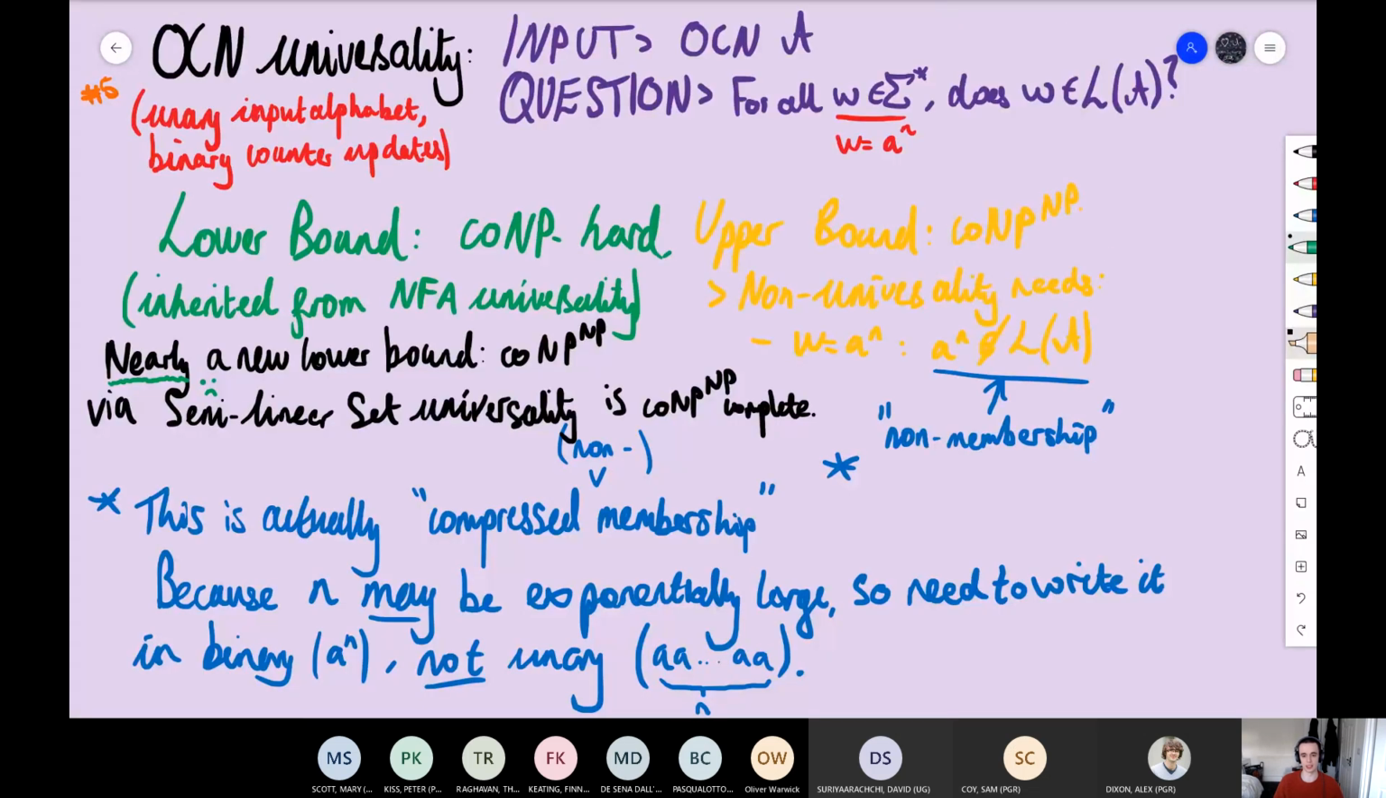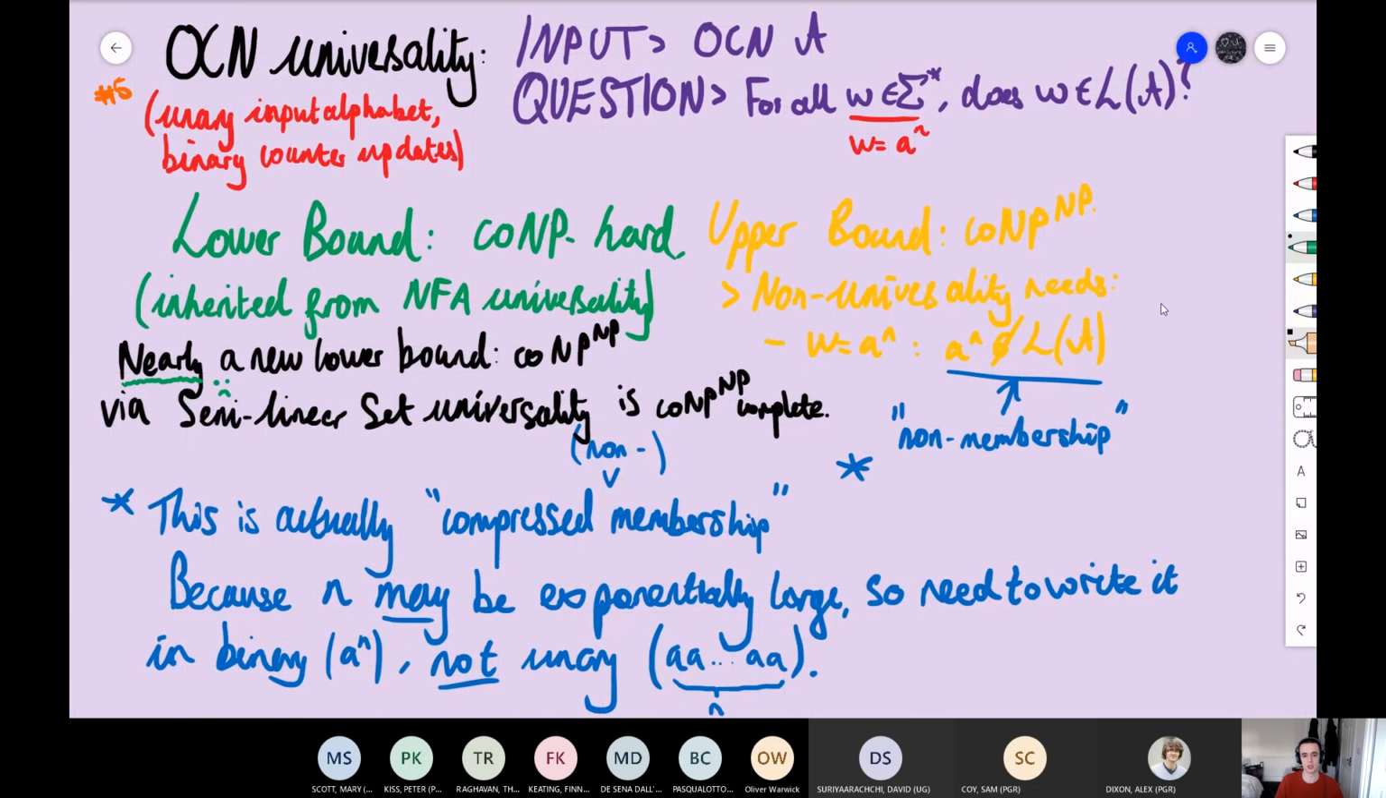Again, this is now really into the problems that I'm interested in, thanks to Dimitri for pointing this one out to me. So I will say OCN universality, and what this means is it's the one counter net universality. I'll define universality in a moment, but the OCN in particular has a unary input alphabet and binary counter updates. That's the only type of OCN I care about. That's why I highlighted it earlier.